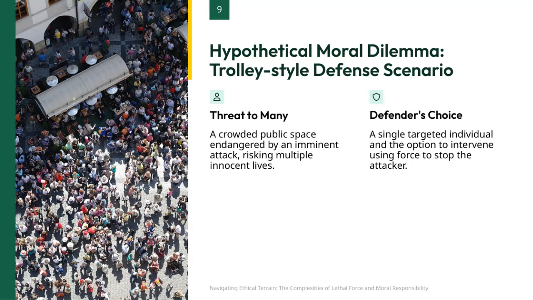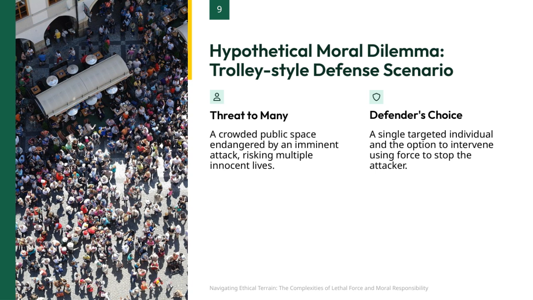Here we have a hypothetical moral dilemma that resembles the classic trolley problem, but in a real-world defense context. On one side, there's a threat to many. Imagine a crowded public space where an imminent attack could endanger numerous innocent lives. This is represented by the user icon and reflects the scale of potential harm to a large group of people gathered together. On the other side, we have the defender's choice, focusing on a single targeted individual.